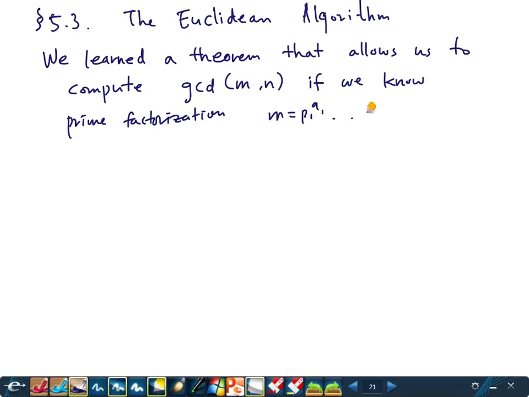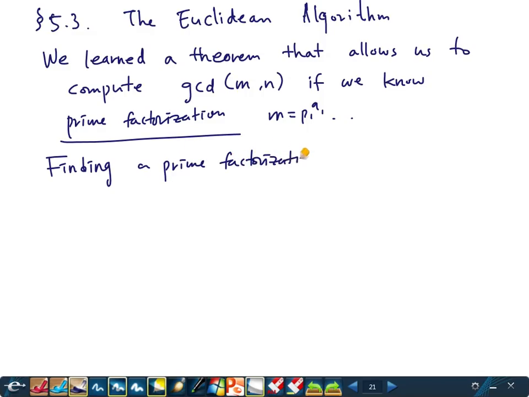But the problem is, finding a prime factorization is not an easy problem. This is difficult. Finding a prime factorization is a difficult problem. Can you imagine this problem? Maybe you don't see why. 30, very easy. You can just do 2 times 3 times 5. We just did it very easily. I'm talking about prime factorization of a large number.